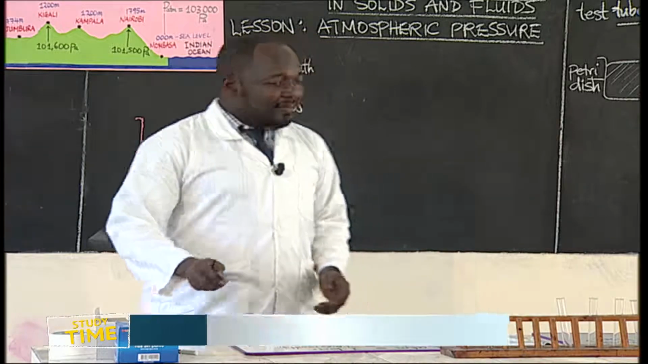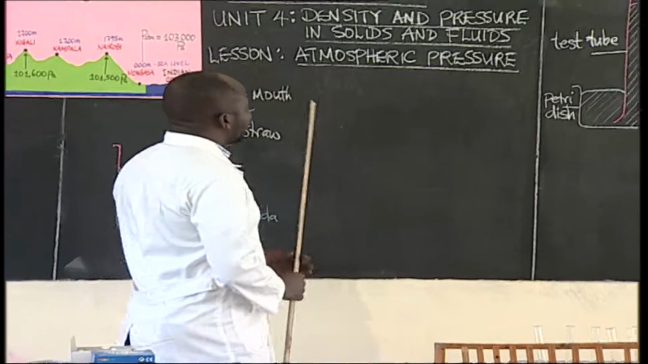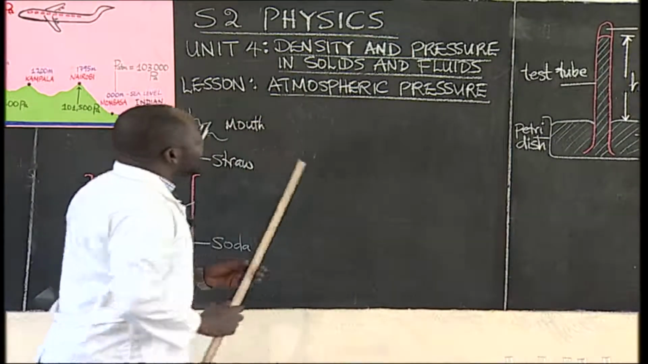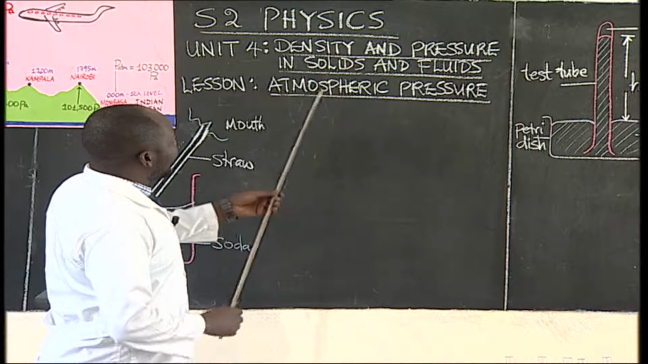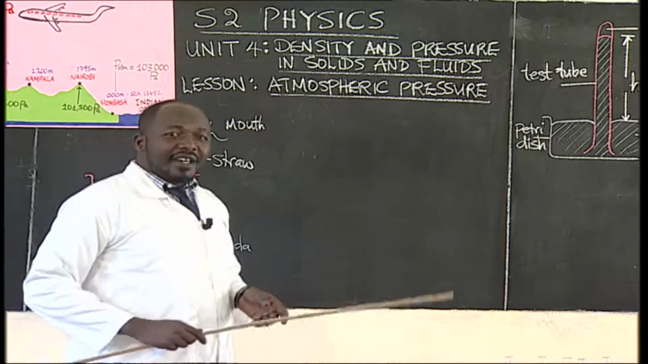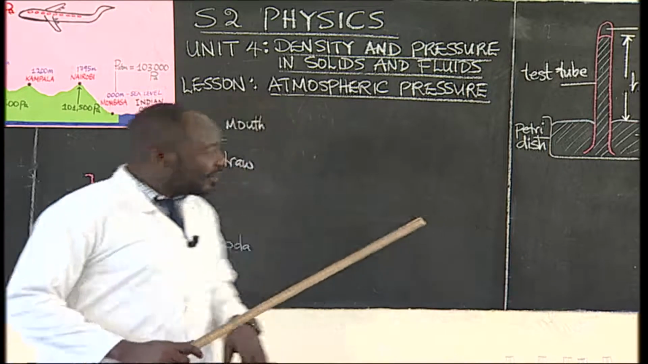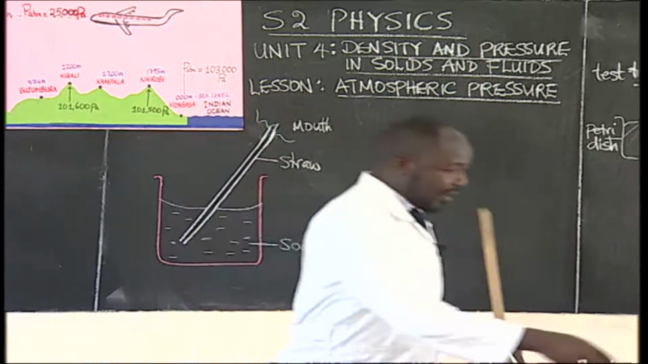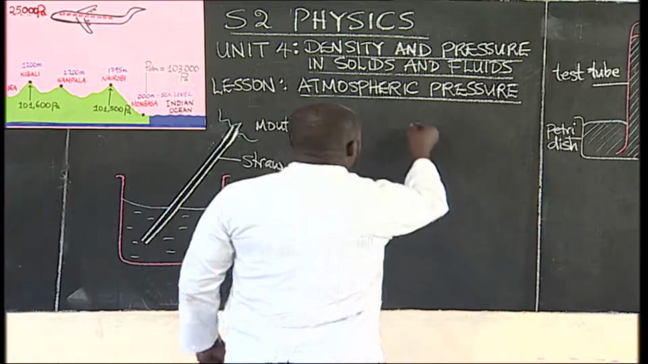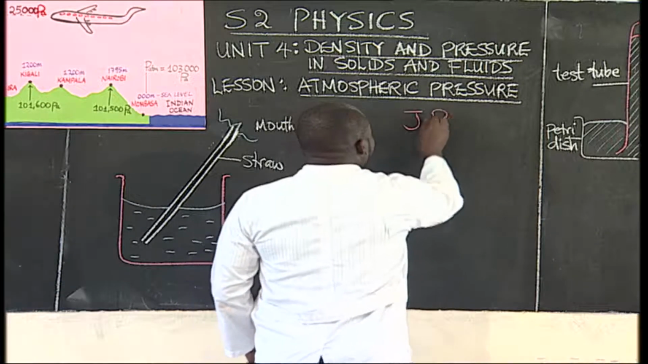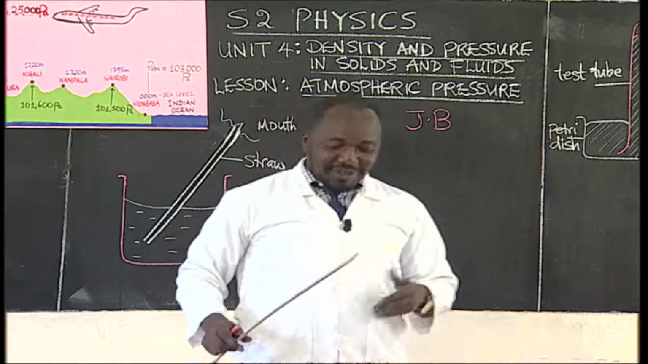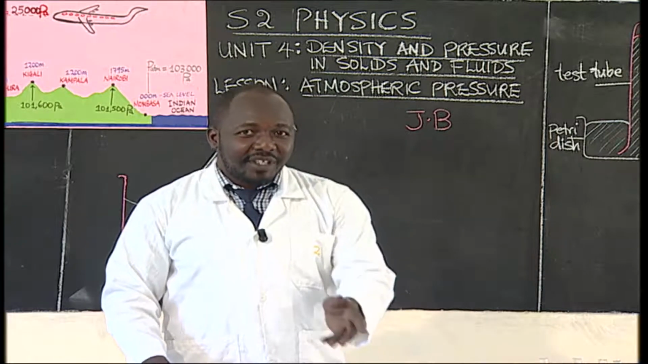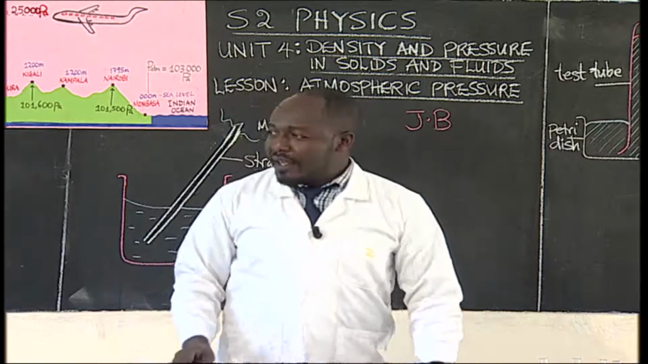And today, as usual, we are going to learn Senior 2 Physics, Unit 4, which is Density and Pressure in Solids and Fluids. And specifically this lesson, we shall be dealing with atmospheric pressure. My name is Teacher John Bosco, and as I've been telling you, you can call me JB. And so I hope you will enjoy this lesson for the next 30 minutes or so.